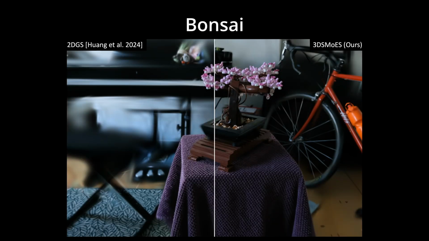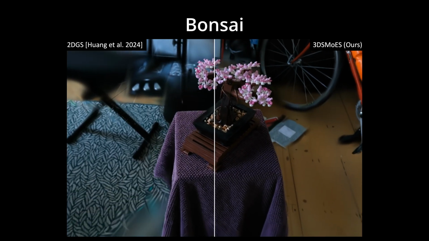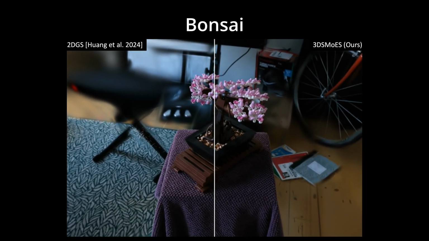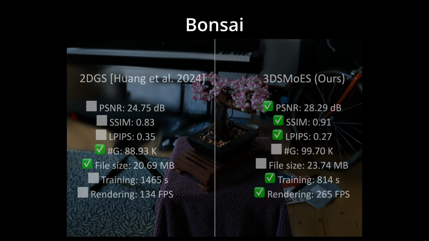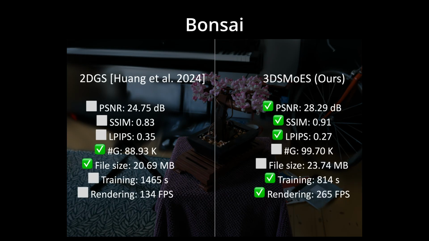Next, we compare to 2DGS. Their method, while sparse, fails to capture detail, especially in the background, which collapses into blur. In contrast, our method preserves sharpness and detail even with a slightly larger budget. The small difference in model size makes a big impact. Our method trains 50% faster, renders 2 times faster, and offers much better PSNR.